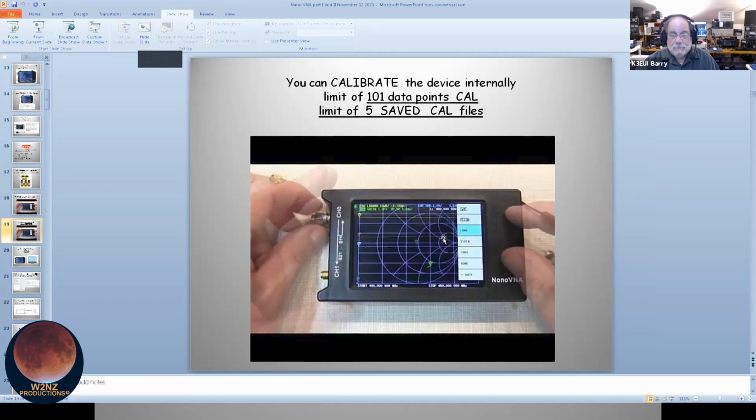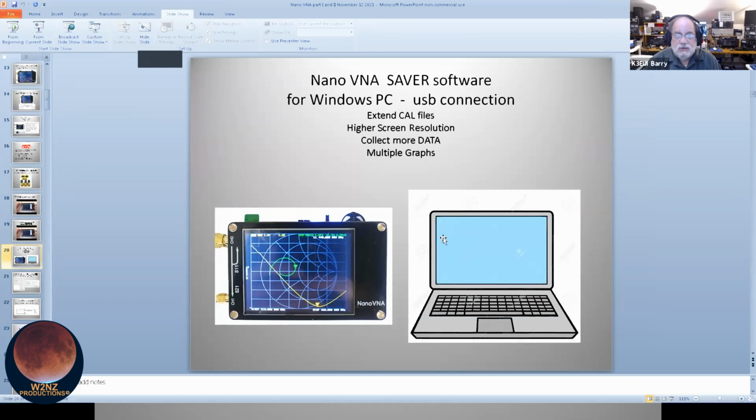That's pretty limiting, but I think the next generation that comes out will have more memory and more ability in that regard. So I found as soon as I looked on the internet for ways to control this, it changed my life because it made it much easier to read, bigger display. I'm kind of red-green colorblind anyway. So with a standard computer connection with a USB cable, you can make larger calibration files. You get really high screen resolution on your monitor. You can collect a whole lot more data on whatever test you're running, multiple graphs, which I'll show you. It makes it much more usable. But you can use it with its own little display, especially on something like Field Day.